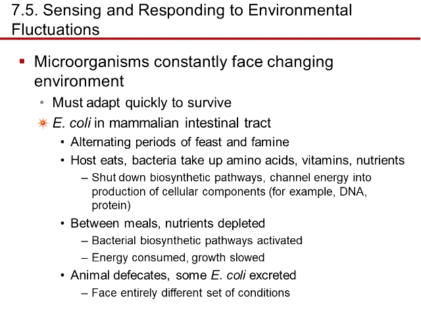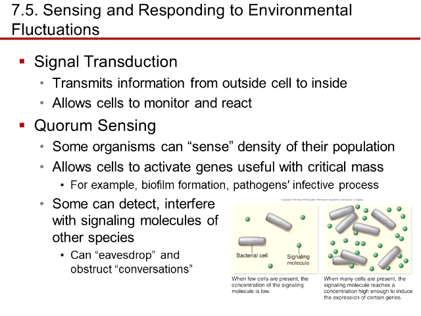The host eats, bacteria take up the amino acids, vitamins, and nutrients, and shut down the biosynthetic pathways and channel energy into the production of cellular components, for example, DNA and protein. Between meals, the nutrients are depleted, the fasting stage, as it were, and the bacterial biosynthetic pathways are activated, the energy is consumed, and growth is slowed. As the animal or human defecates, some E. coli is excreted, and they face an entirely different set of conditions. So that just explains how they adapt to the different environment.